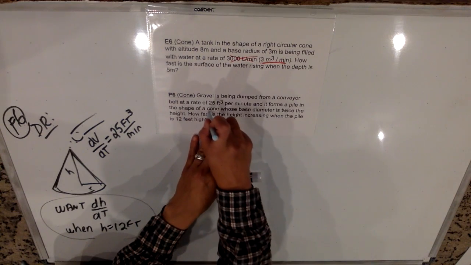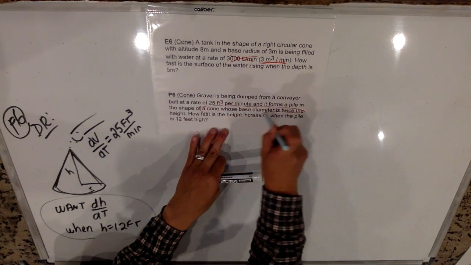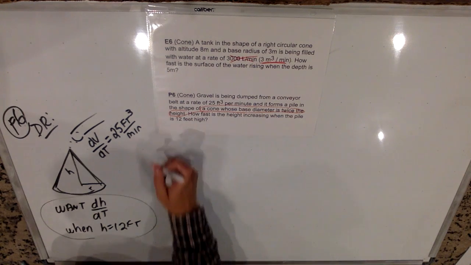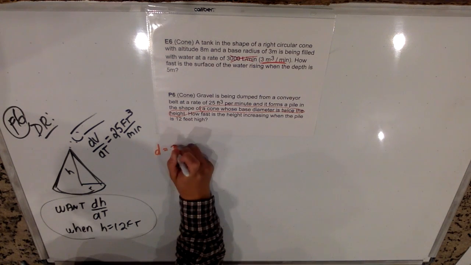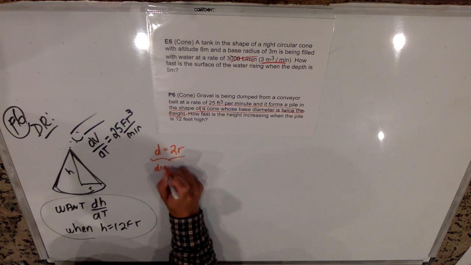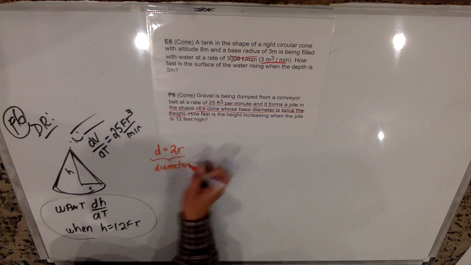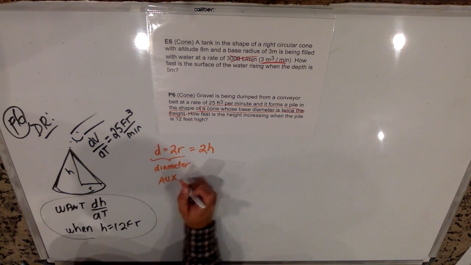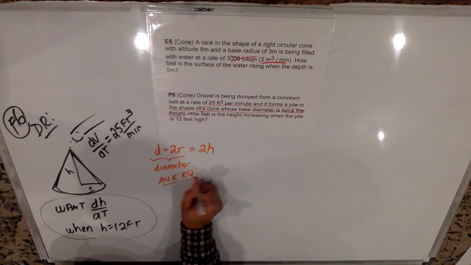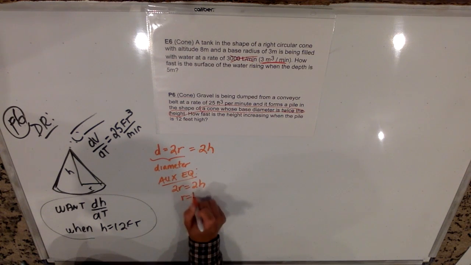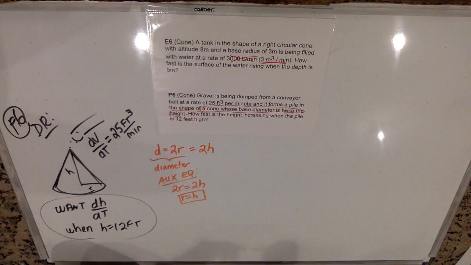And here it is. A cone whose base diameter is twice the height, right? So that means the base diameter, which is the same as double the radius, is apparently twice the height. Well, that means my auxiliary equation is 2r equals 2h, or better yet, r equals h. That's the auxiliary equation we want to use.